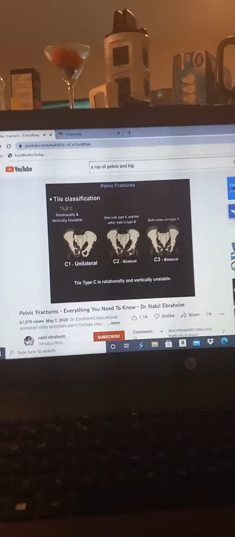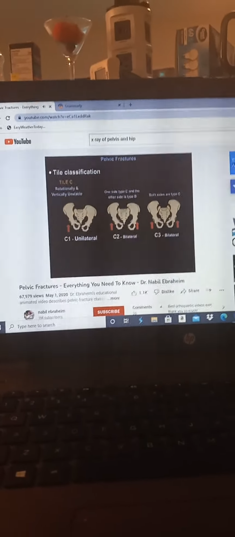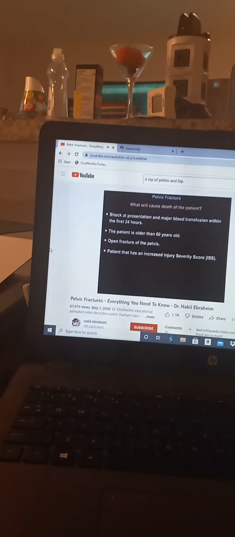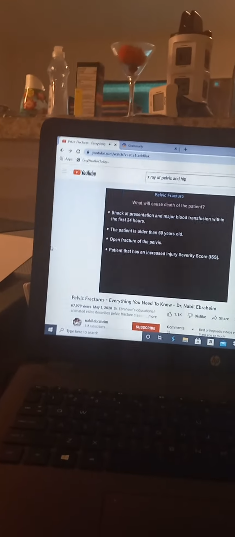Type C is rotationally and vertically unstable. So what will cause death of the patient? Shock at presentation and major blood transfusion within the first 24 hours. Patient is older than 60 years old, or if you have an open fracture of the pelvis, or the patient will have an increased ISS score.